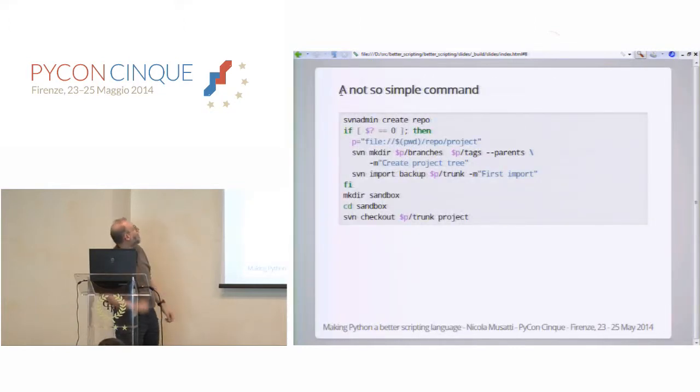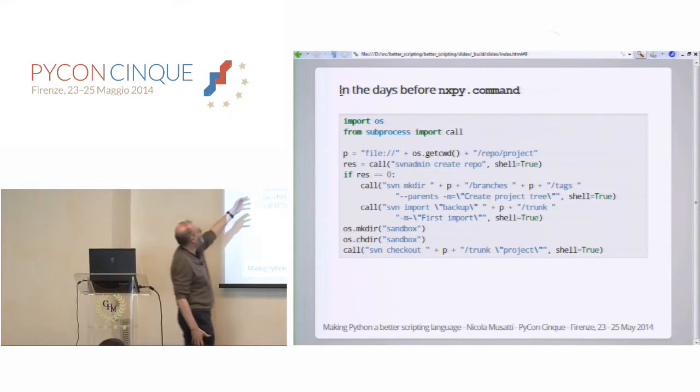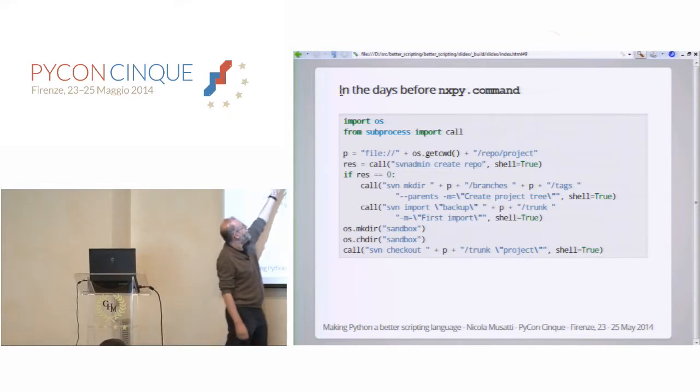So here's an example of what in shell is a simple script, but not a simple command by my standards. Just create a subversion repository. If it succeeds, I'll fill it up and then check out the contents. And this is what the same would look like in Python by just using subprocess. It's not terribly complicated, but I don't like the fact that the most important behavior is embedded in strings.